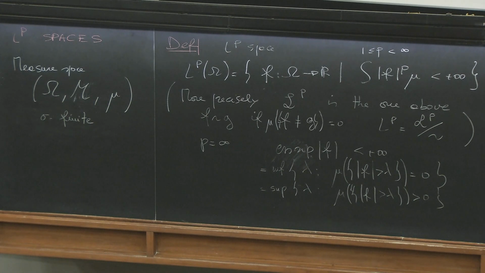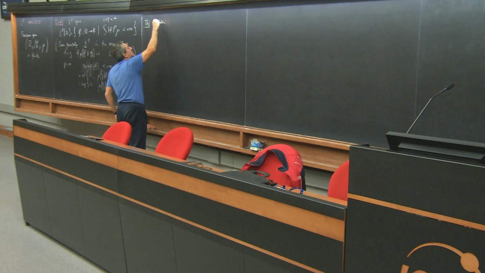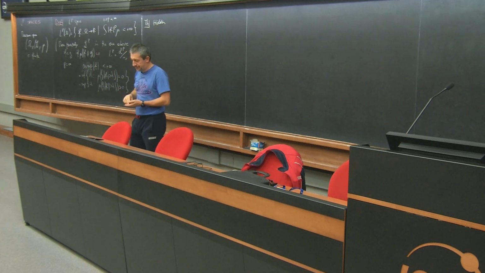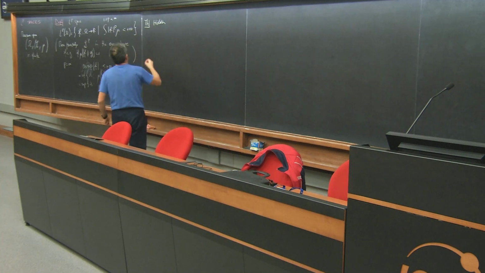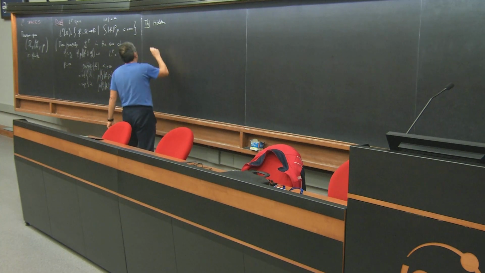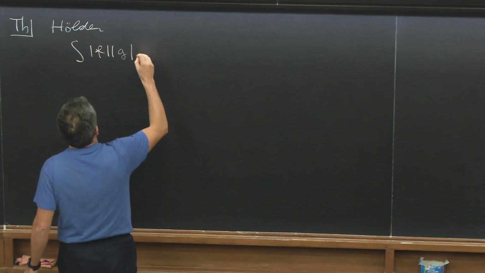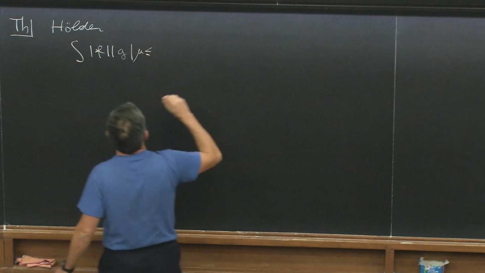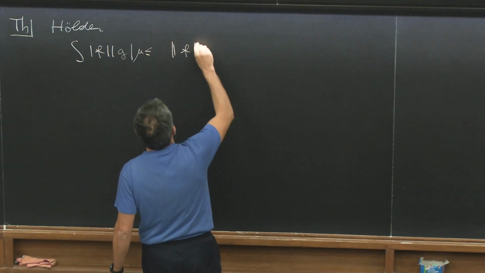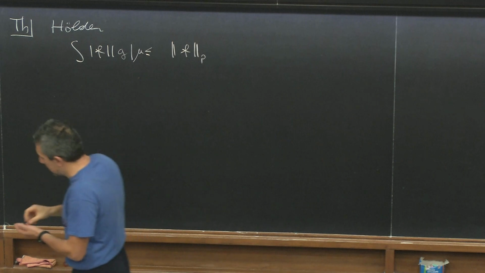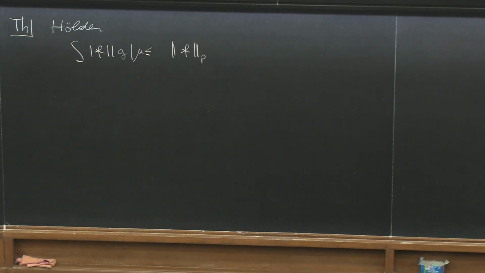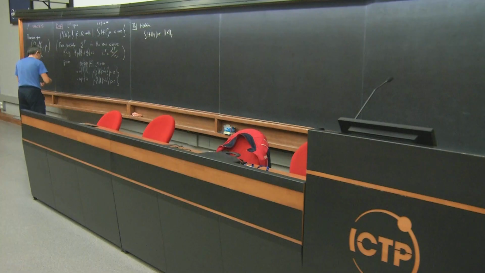Okay, so now let's see some theorem, probably you know. Hölder inequality. The integral of fg is less or equal than the norm of f times the norm of g. Oh, sorry, I forgot to say that this thing here is called the norm. So, definition.